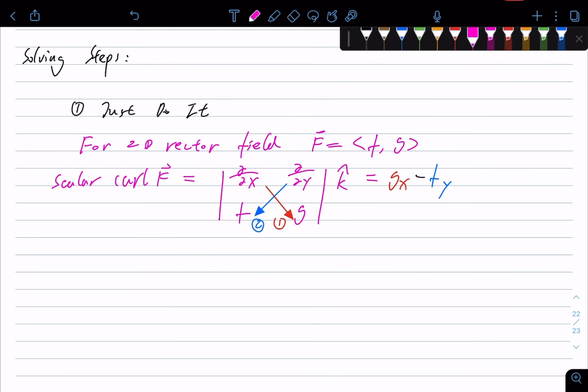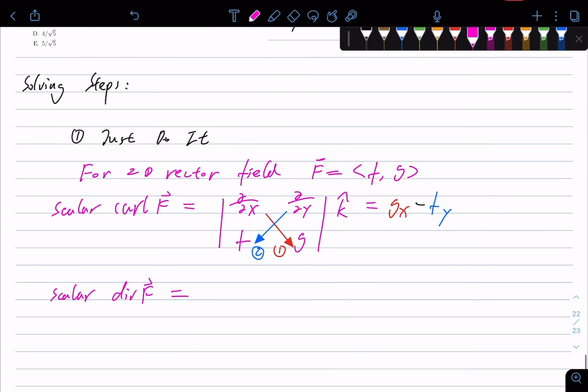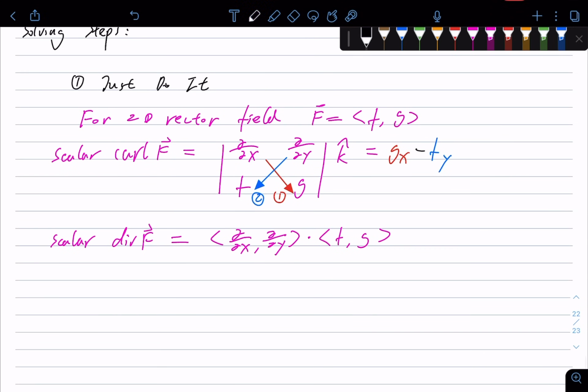And then for scalar divergence, just for the sake of completeness, that's just your del operator, partial x, partial y, in the 2D world, dotted with your F and G. Okay, so this simply gives you Fx plus Gy. That's it.